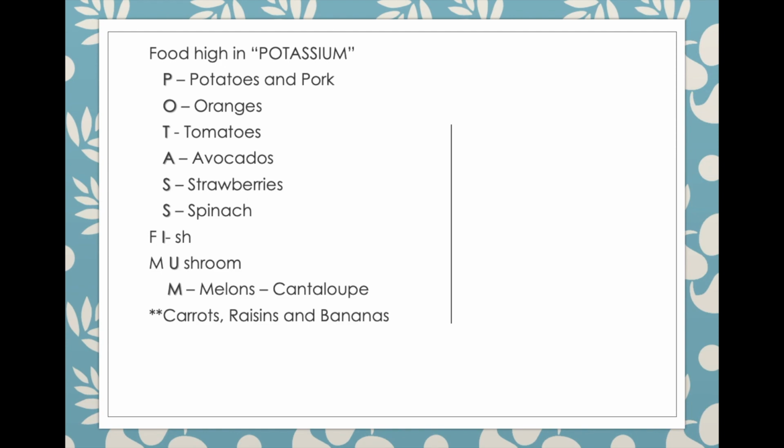And the foods that they want to stop eating when they have high potassium. Okay, so potatoes and pork, oranges, tomatoes, avocado, strawberry, spinach, fish, mushroom, melons like cantaloupe, carrots, raisins, and bananas. For testing, as far as I know, the main ones that they ask are tomatoes, avocados, strawberries, cantaloupe, bananas, and spinach. Okay? Make sure that you guys know those.